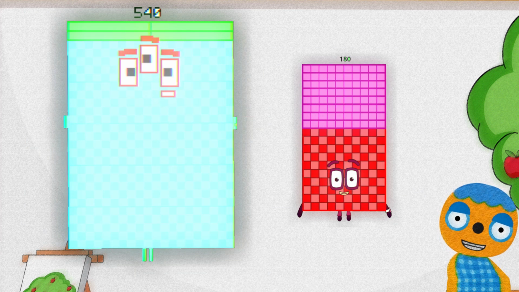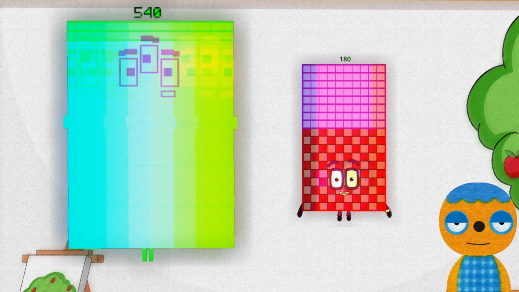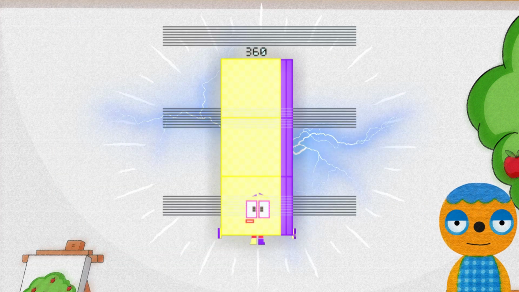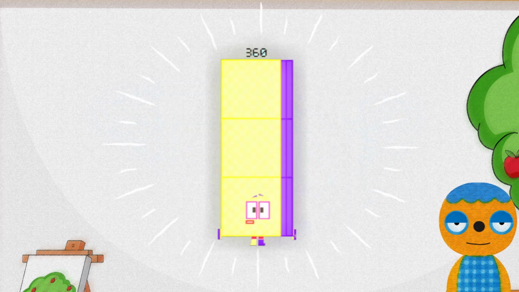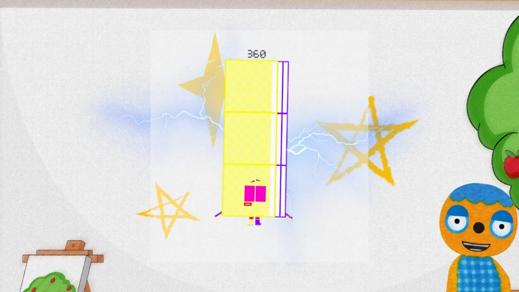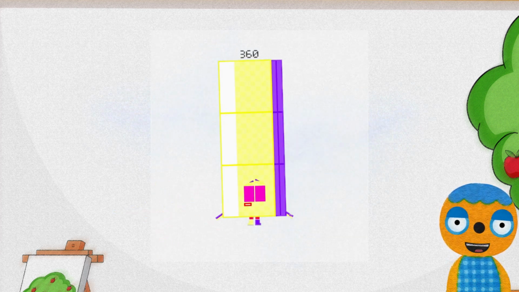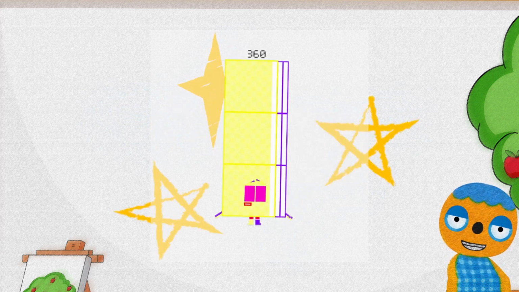If we remove 180 from 540, what do we get? 360. 540 takes a neat step back, and 360 is standing tall.